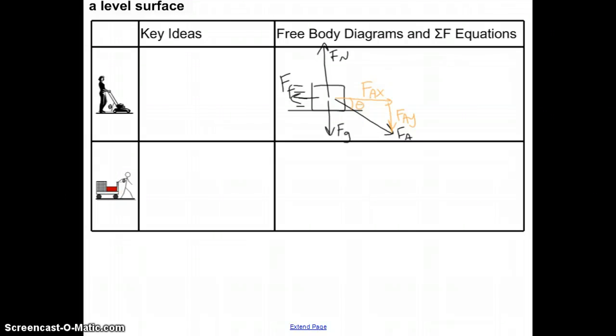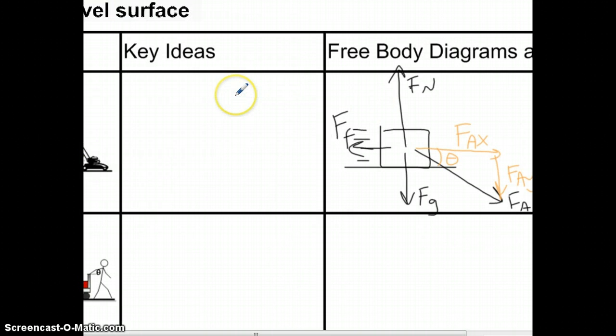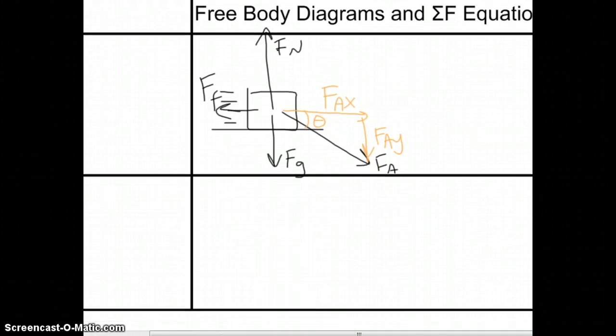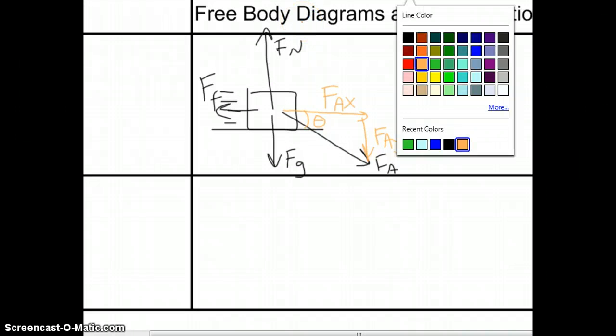Let me zoom in a little bit on it. You think Josh is gonna watch this or not? No. Alright.